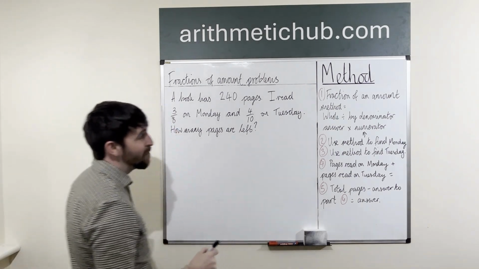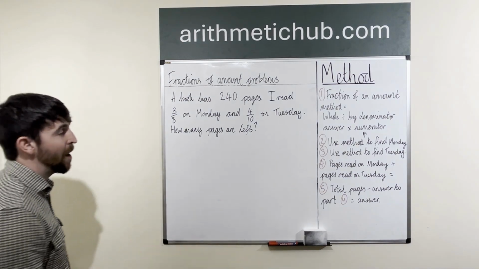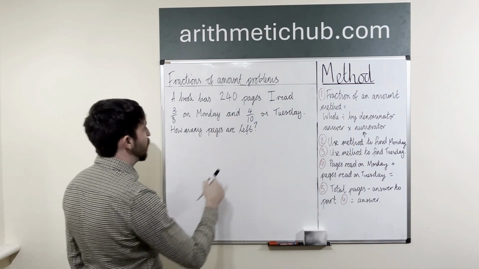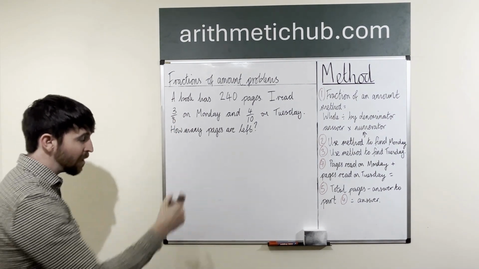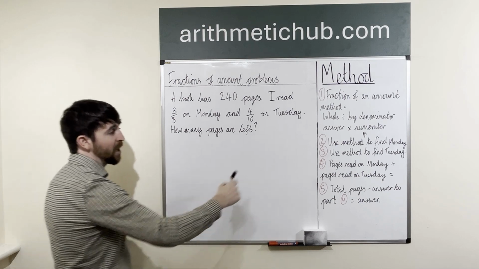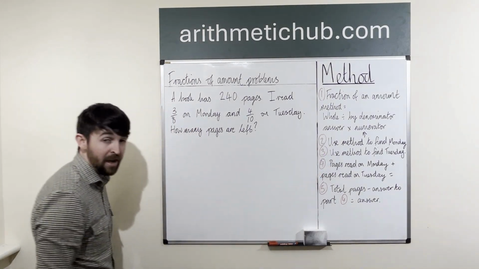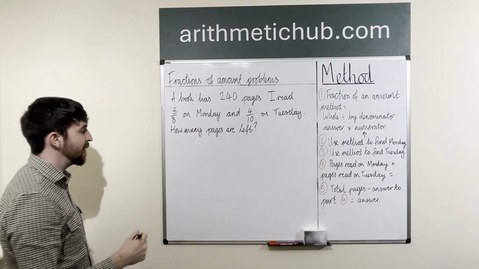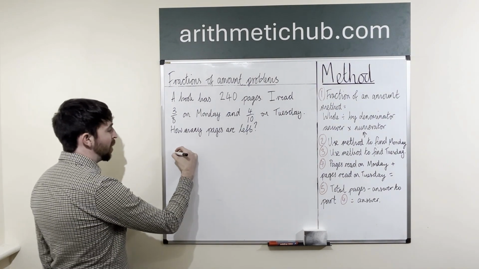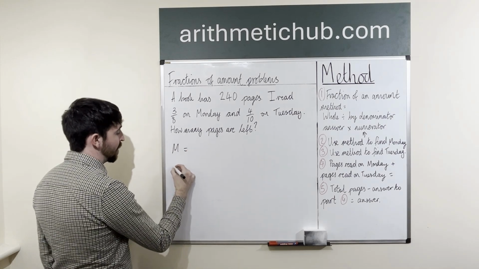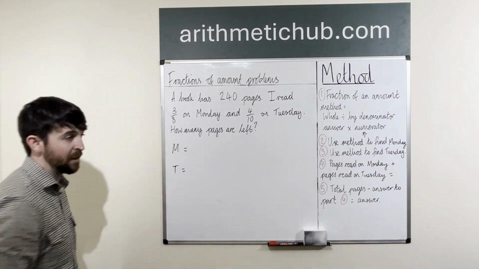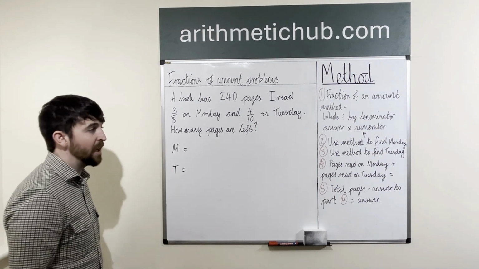Okay, so let's start with the first bit. We know our fractions of amount method. We know we've got our whole, and we've got our denominator, we've got our numerator in our fraction. So we know we're going to be able to use it to find Monday and Tuesday. Now, when I'm doing this, the first thing I would do is a little bit of annotation. I'm not going to write the full Monday, I'm just going to write M equals, and then I'm going to write T equals underneath.